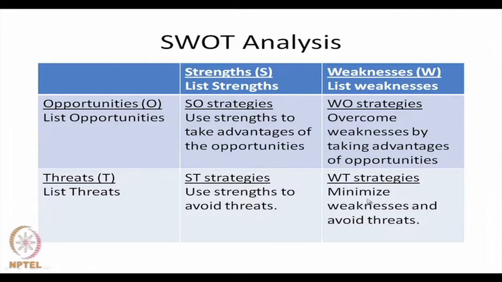So, usually, although there are different ways of making strategies, one of the very fundamental and basic ways of making a strategy is by first of all making an internal analysis of strengths and weaknesses of the enterprise, and an external analysis of what opportunities and threats are coming from the environment.